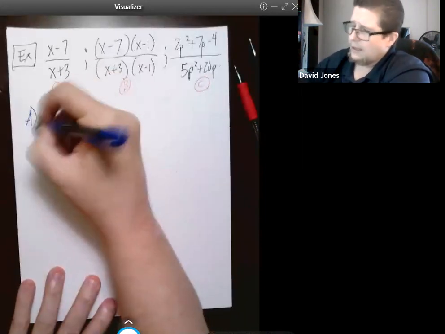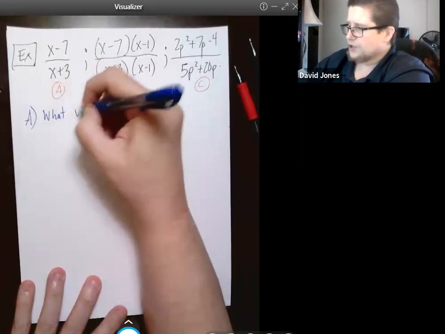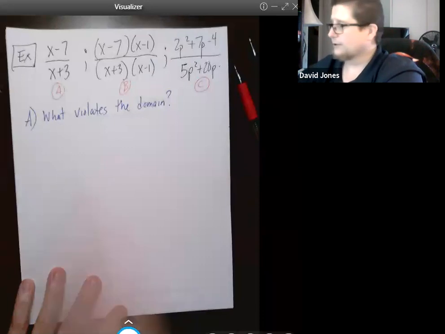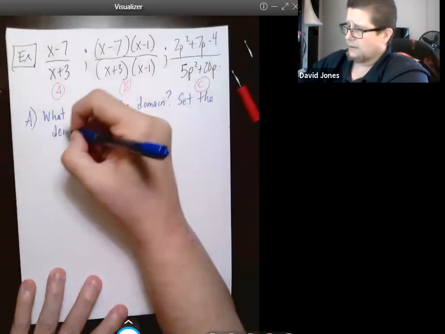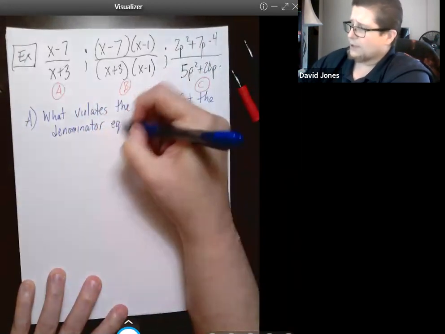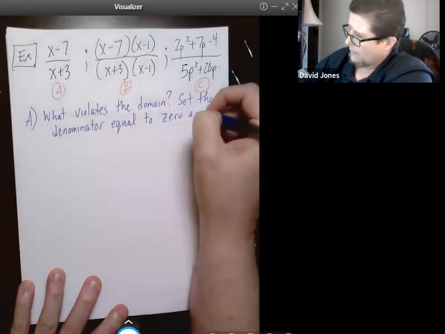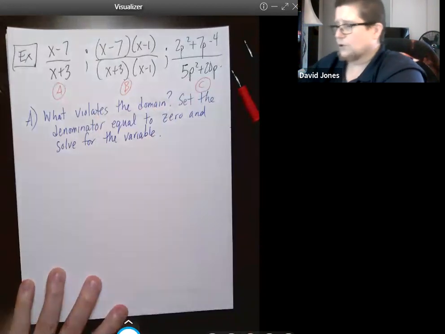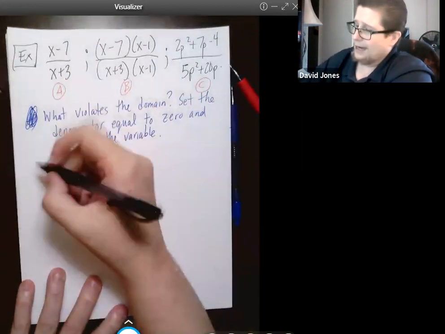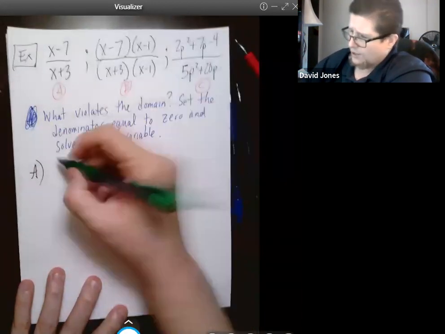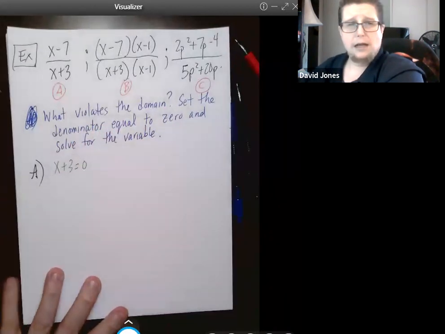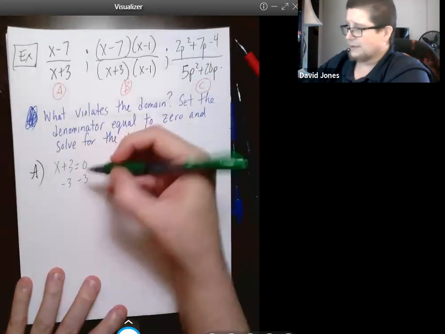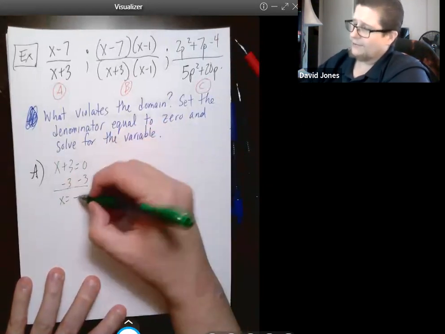So for A, what violates the domain is our question. Set the denominator equal to 0 and solve for the variable. And we'll do that on all of them. So maybe I'll move the A down here. So the denominator is x plus 3. We're going to set it equal to 0. We know how to solve algebraic equations. We'll isolate x. We're going to subtract 3 from both sides. And we get x equals -3.